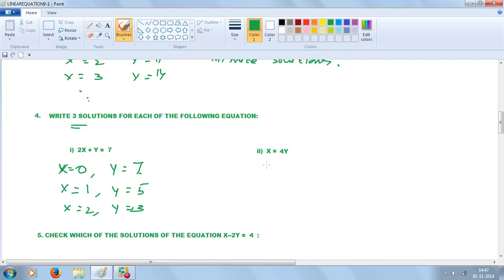Similarly, in the other case, if x is equal to 0, 4 into y also becomes 0. If x is equal to 1, 4y equal to 1, then y is equal to 1 by 4. If x is equal to 2, 4y equal to 2, y is equal to 2 divided by 4, y is equal to half. 3 solutions we have found.